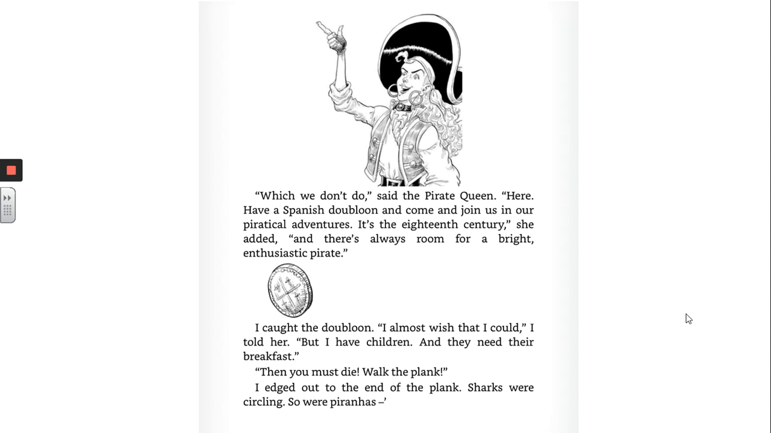I caught the doubloon. I almost wish that I could, I told her, but I have children, and they need their breakfast. Then you must die. Walk the plank. I edged out to the end of the plank. Sharks were circling. So were piranhas.